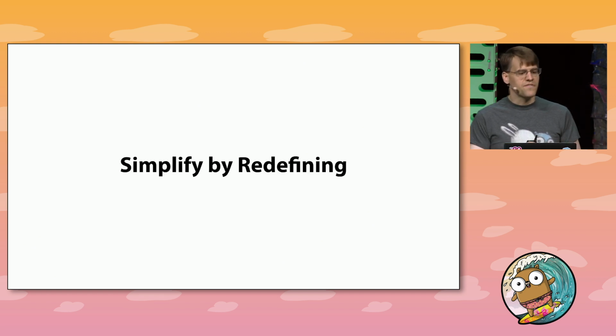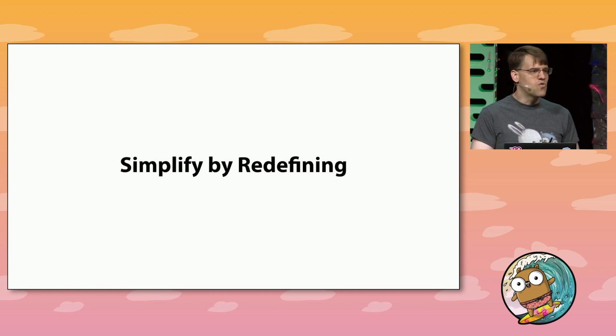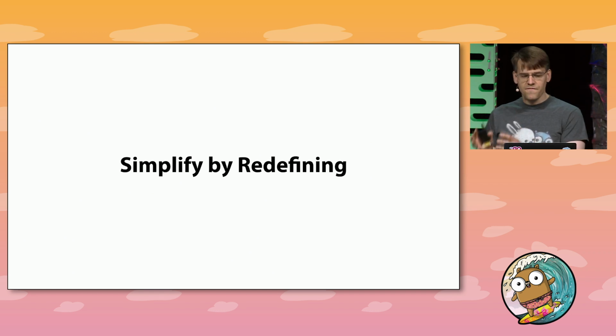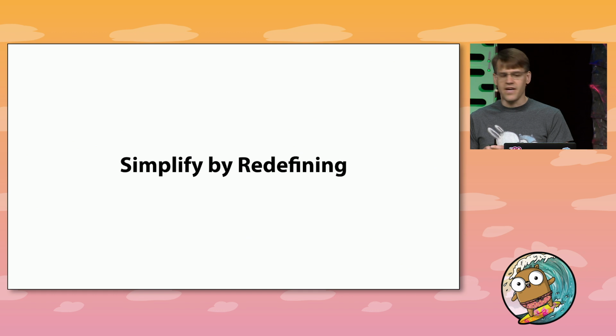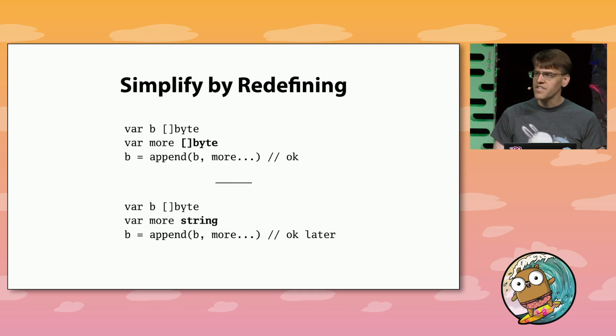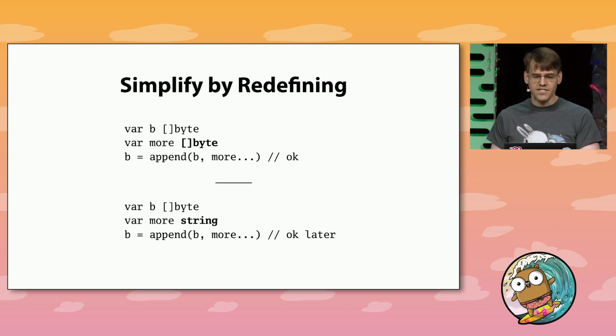A second way we simplify is by redefining functionality we already have, allowing it to do more. Like simplifying by reshaping, simplifying by redefining makes programs simpler to write, but now with nothing new to learn. For example, append was originally defined to read only from byte slices. And so when appending to a byte slice, you could append bytes from another byte slice, but not the bytes from a string. And we redefined append to allow reading from a string without adding anything new.